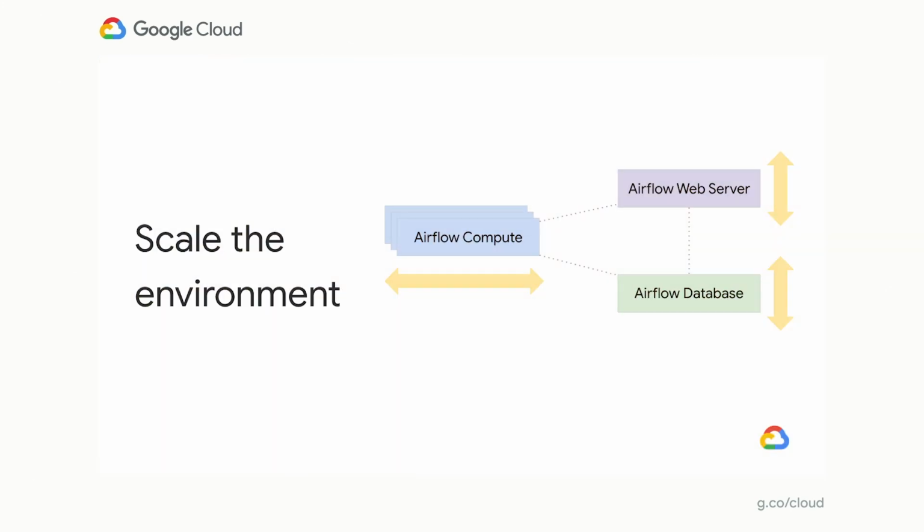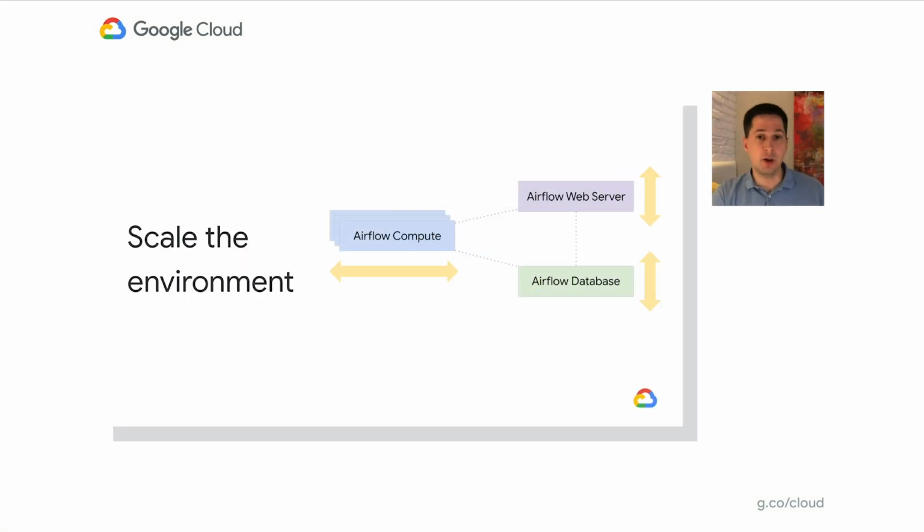What is also very important when it comes to ensuring that your DAGs run successfully is to scale your environment accordingly. And there are three components in the infrastructure that you can scale independently. You can scale the Airflow compute layer, which is the GKE cluster, and add more nodes as you need, and therefore get more capacity for processing your DAGs, for running your workers, for running your tasks as part of your DAGs.